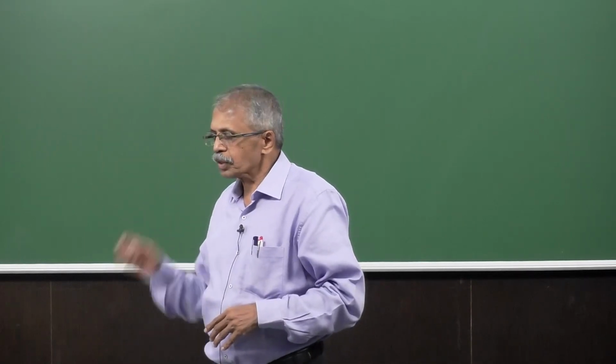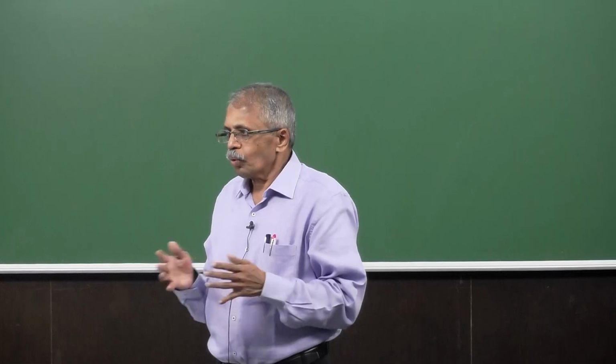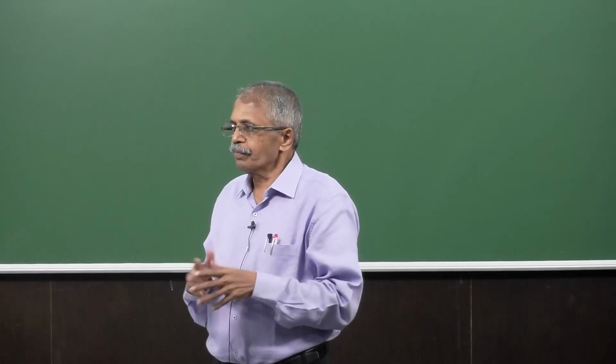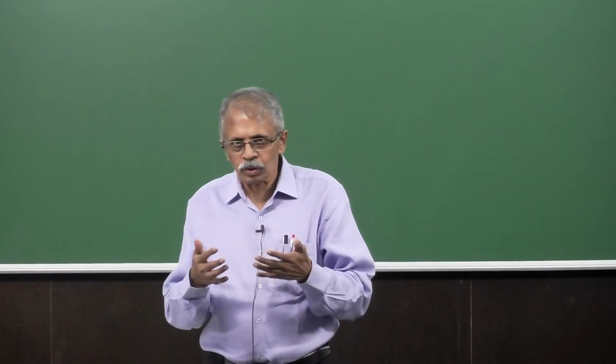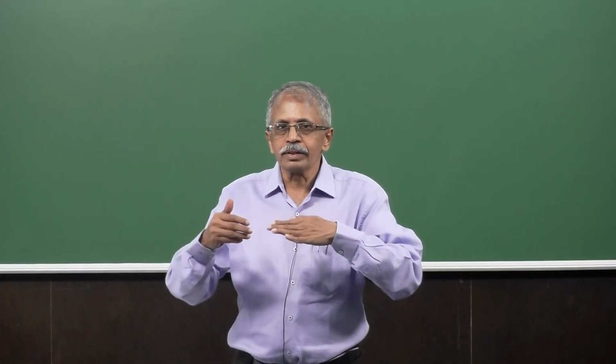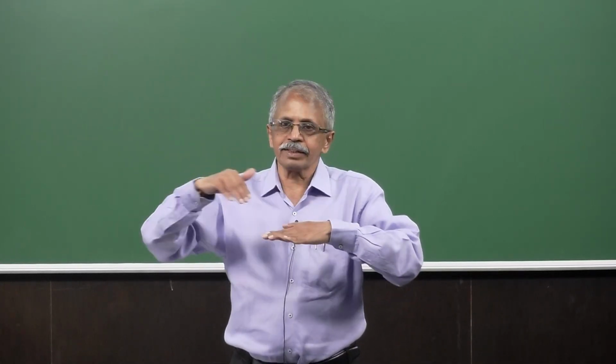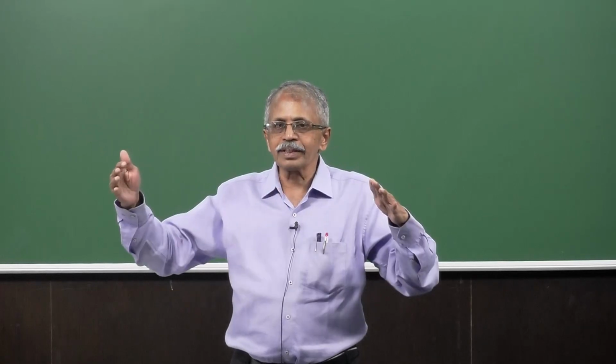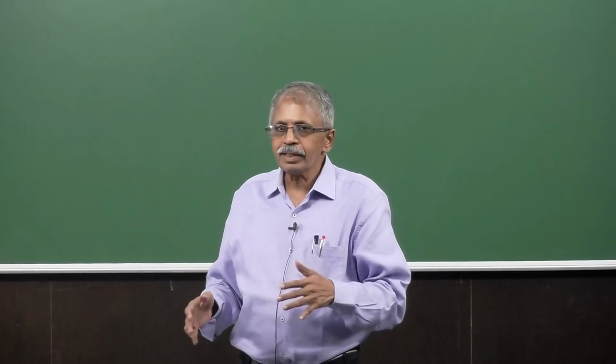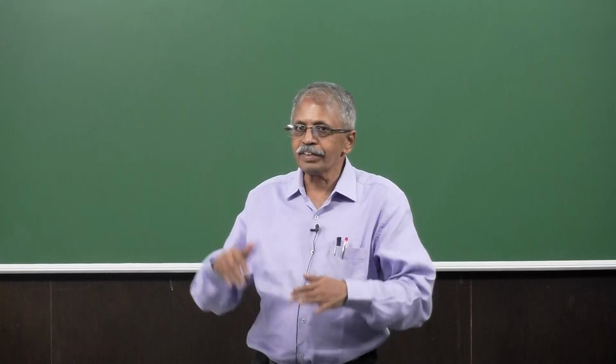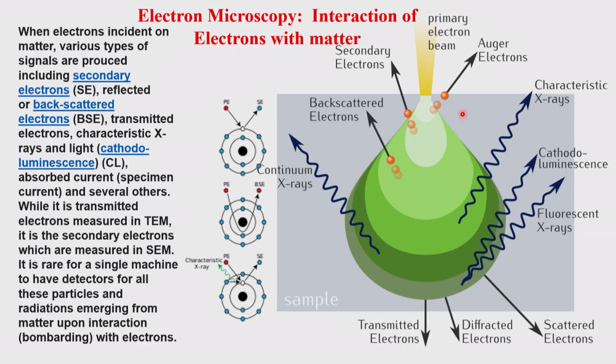In electron microscopy, you already know from when you were studying spectroscopy, I showed what things could happen when light is incident on matter. Similarly here, when electrons are incident on matter, what all could happen? So that is where we start: the interaction of electrons with matter. I draw your attention to this.